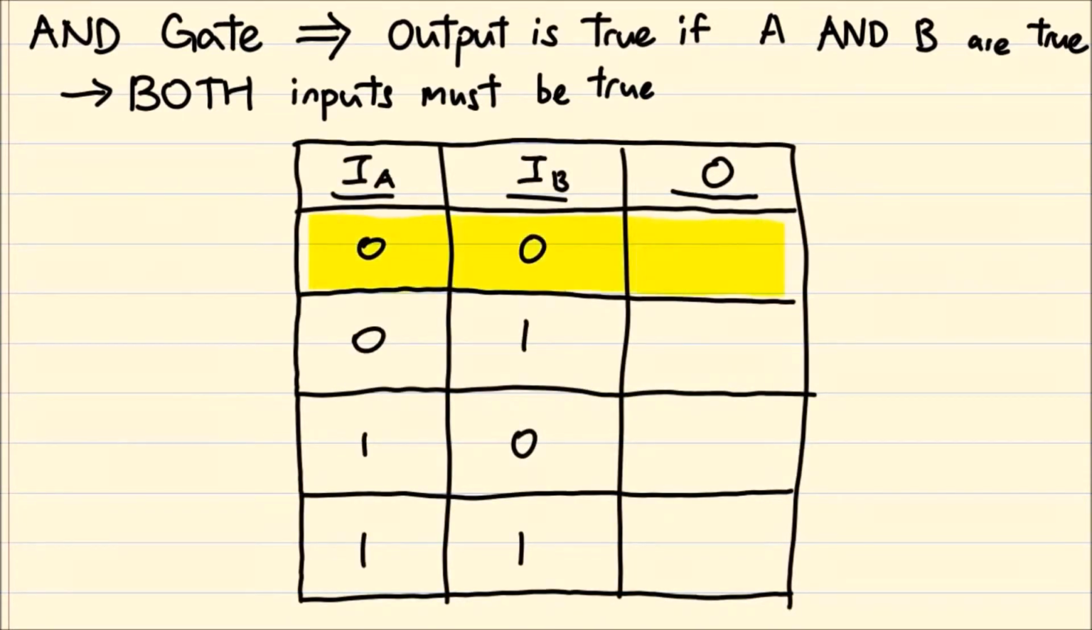Two zeros, definitely false. If only one of the inputs is true, that won't do either. The output is still false. Two ones. Since both inputs are true, the output is true as well. This truth table you see here is characteristic of the AND gate.